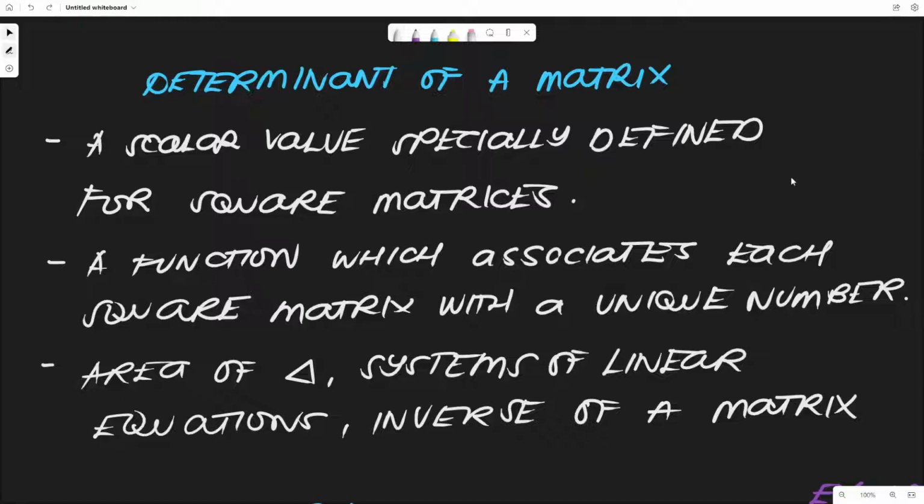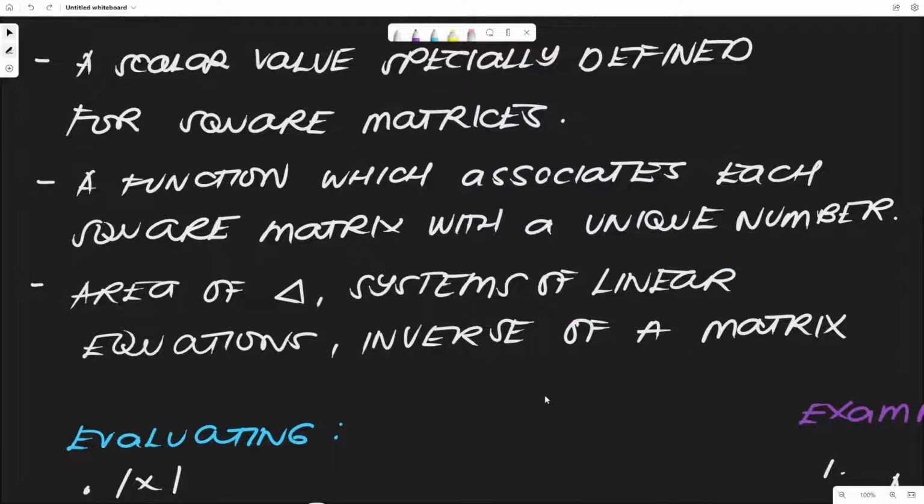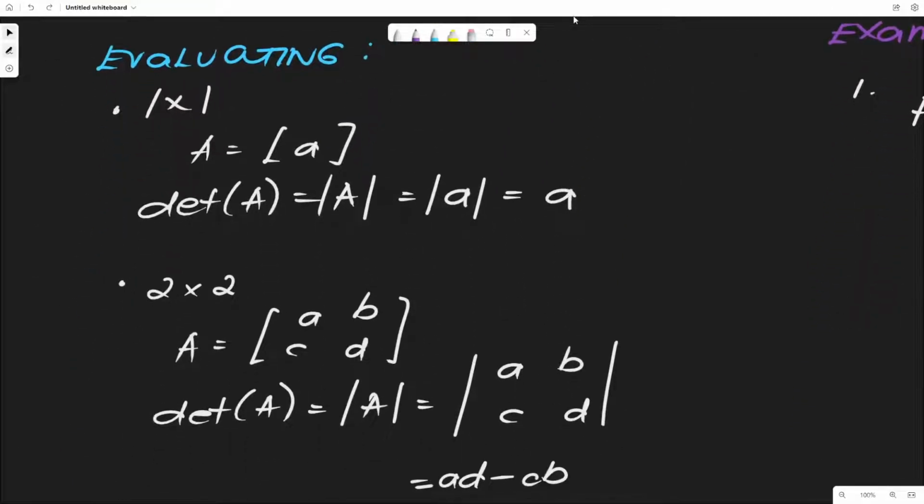So, how do we get the determinant of a matrix? If our matrix is 1 by 1, it is a matrix that contains only a single element, so that element is the determinant of the matrix. So, that's for 1 by 1.